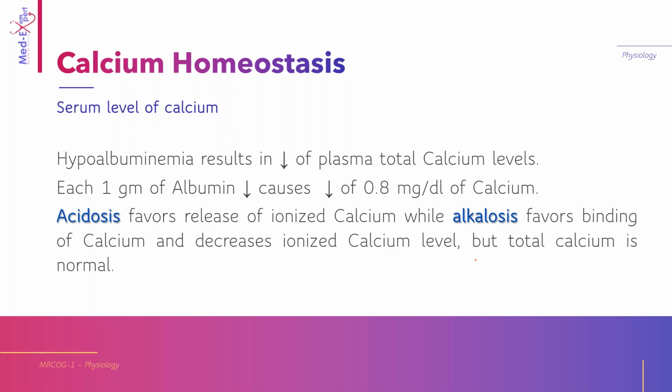Also, we have to keep in mind that changes in the blood pH will change the form of the calcium, but not the total level. It will change the ionized or the bound form. Acidosis, for example, will favor the release of the ionized calcium, while alkalosis will favor the binding of calcium and a decrease in the ionized calcium level.